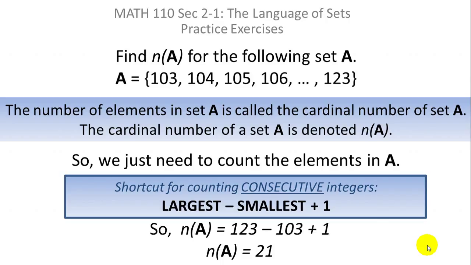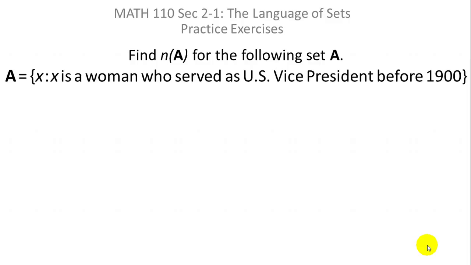Let's do another. Find the number of elements in set A for the following set. This time the set is written in set builder notation. It's the set A, which consists of the set of all x's such that x is a woman who served as U.S. Vice President before 1900.